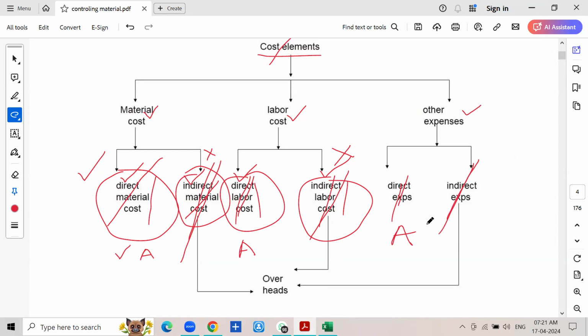But if you sum up indirect material cost, then indirect labor cost, then indirect expenses, these three components together become bigger. Now you have to analyze them, so you have to analyze indirect material cost, indirect labor cost, and indirect expenses together. The sum of indirect material cost, indirect labor cost, and indirect expenses is called overheads.